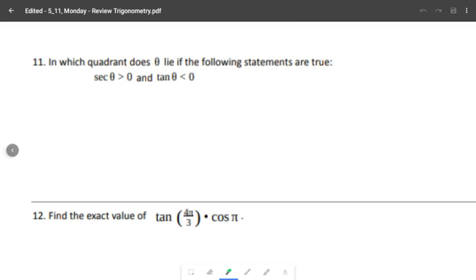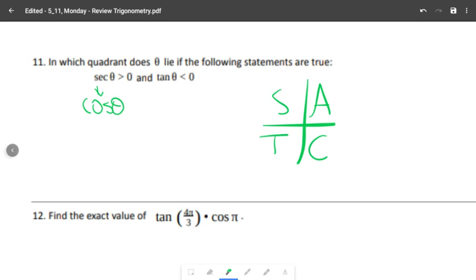So question 11. In which quadrant does theta lie if the following statements are true? Secant of theta is greater than 0 and tangent of theta is less than 0. So looking for the quadrant, we're going to use ASTC. Secant, remember, is the reciprocal of cosine. And if we want to be greater than 0, then it means we want cosine to be positive.